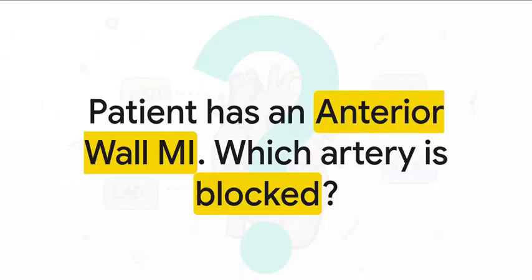All right, let's do a quick practice drill. Ready? First question. Which artery is most likely blocked in a patient who is presenting with an anterior wall MI? I'll give you a few seconds to think. And the answer is the LAD, the left anterior descending artery. Remember, anterior wall MI always equals LAD.